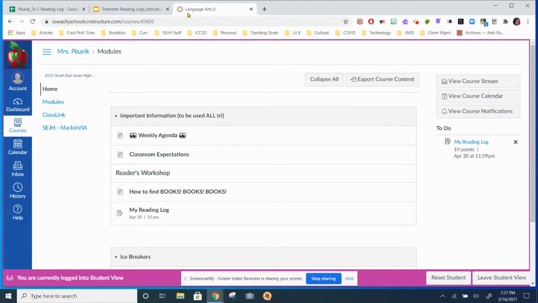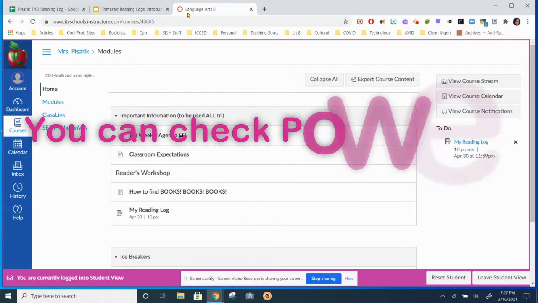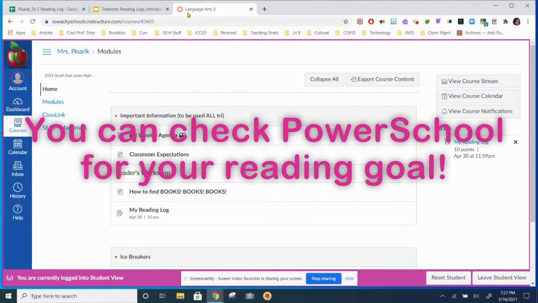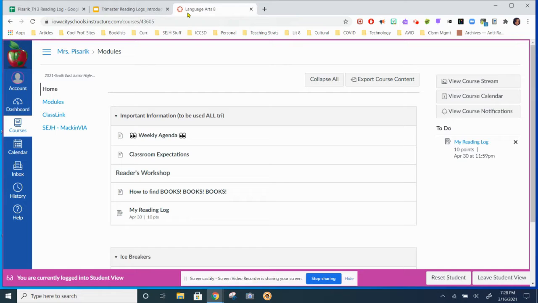Hi, eighth graders. Yesterday we made our reading goals in language arts, and today we're going to do something with those reading goals. Now, if you forgot your reading goal, don't worry. It's listed in PowerSchool, and you can find that number in pages by just logging into PowerSchool and looking at that number under Try 3 Reading Goal. After you've done that, go ahead and log into Canvas. And once you get into your language arts course, you're going to look at that first module. It's called Important Information. And underneath that, you see Reader's Workshop, how to find books, and there it is, your reading log. This is what we're focusing on today, how to complete the reading log.